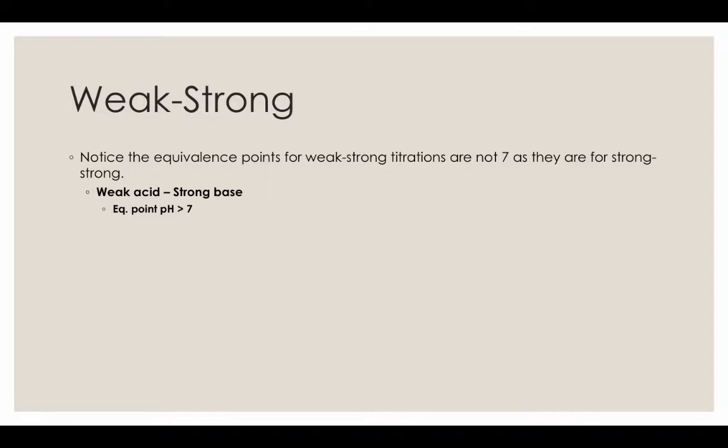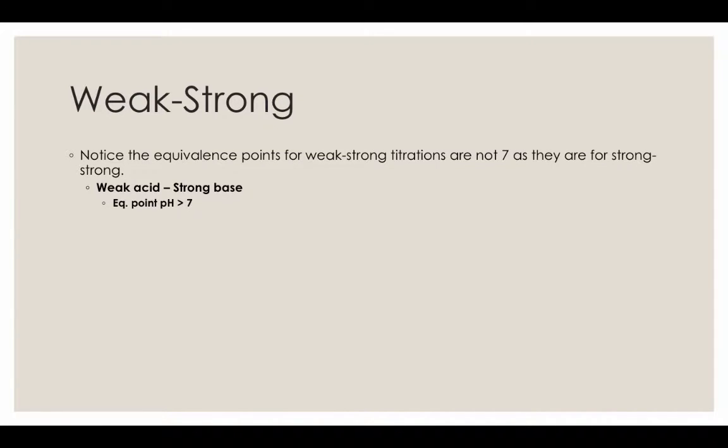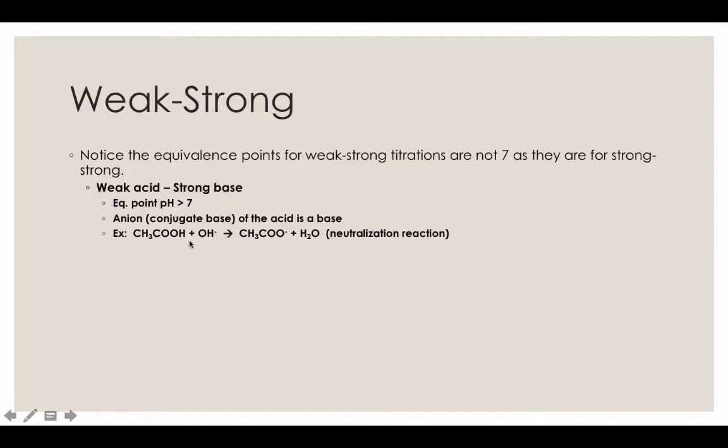Again, our weak acid-strong base titration results in an equivalence point greater than 7. Consider the fact that as we titrate a weak acid with a strong base, we produce the conjugate base of the initial weak acid. Consider the example shown here. Here we're titrating a weak acid, acetic acid, with a strong base. This reaction will go to completion since it's a neutralization reaction using a strong base. Therefore, all of the weak acid will be neutralized to form acetate and water.